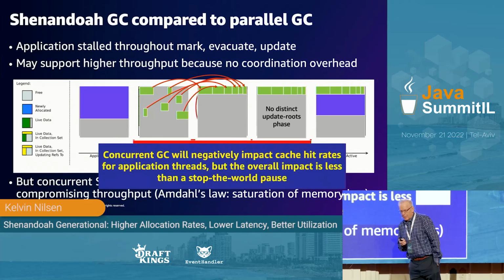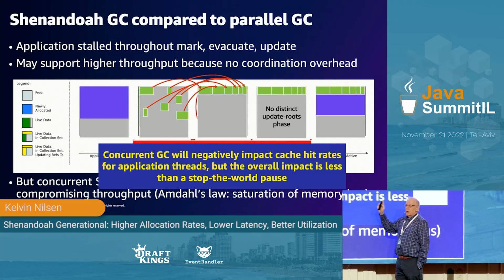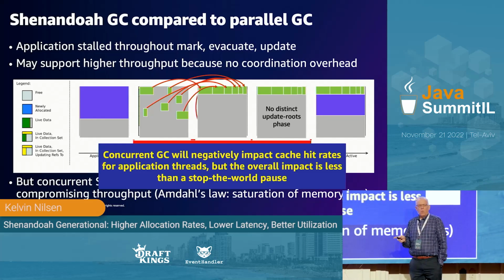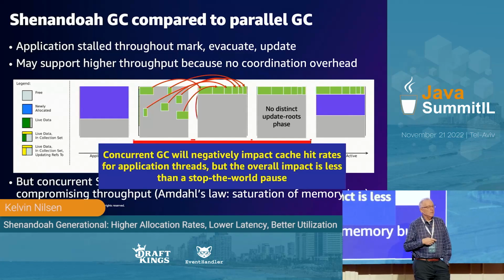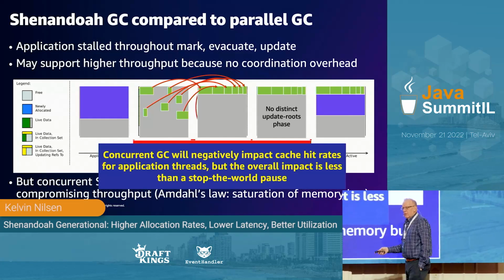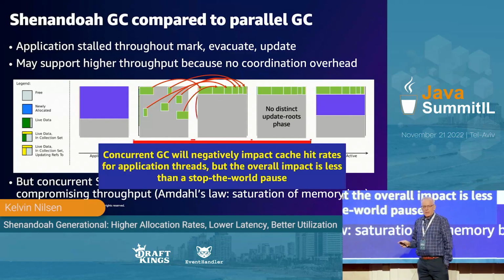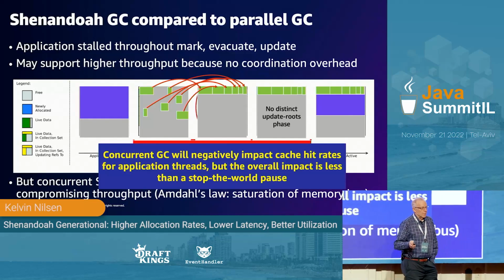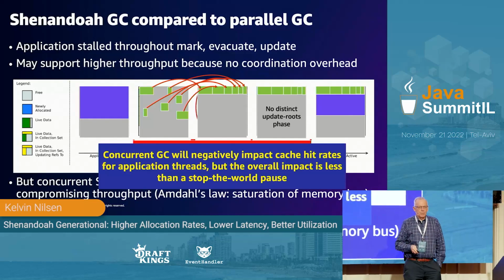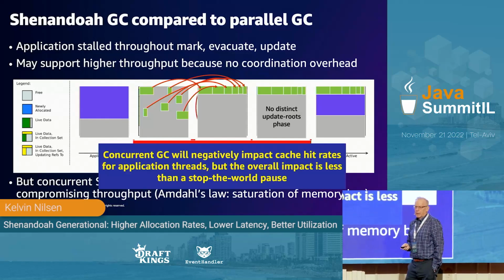The other point I want to make is that the concurrent garbage collection, while it does not itself benefit very much from the cache, it will impact the cache. So this is another possible downside. The concurrent garbage collection will make your application code perform slightly worse in terms of cache behavior while it's happening.